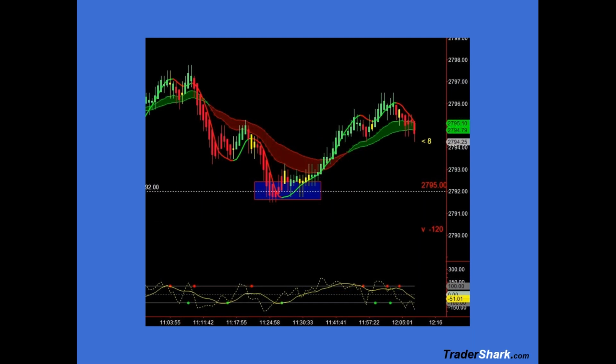Where did that blue rectangle come from? I drew it in there. Do we have support? Yes. Did that meet the conditions? Yes. Did we jump in with a green dot, green candle, off of a key target level and push higher? Yes.